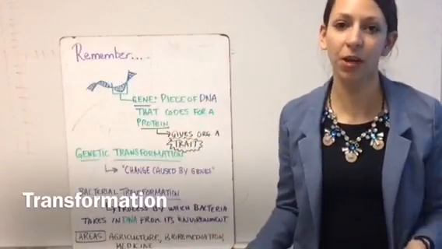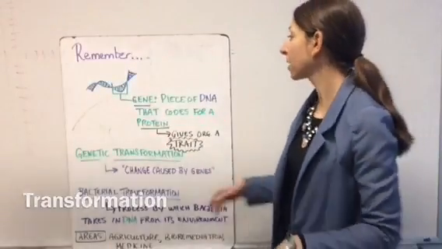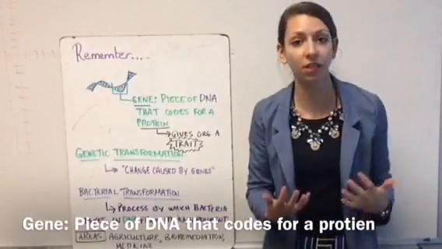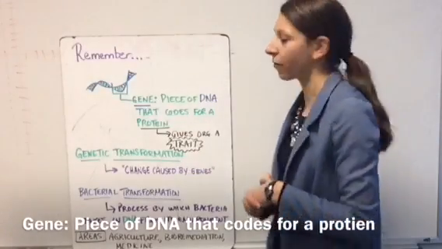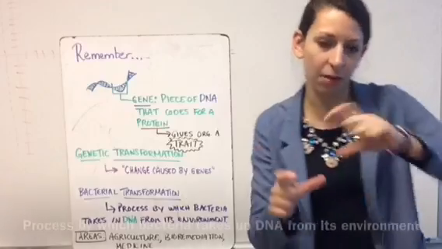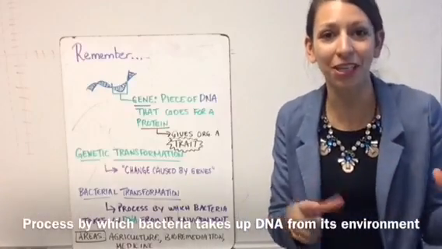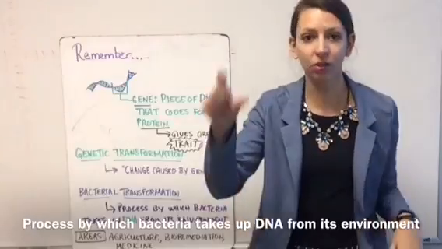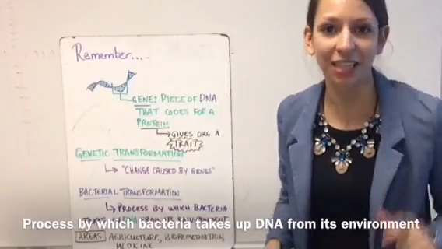Hi guys, in this video we're going to be talking about transformation. Now remember, a gene is a piece of DNA that codes for a protein or gives an organism a specific trait. So if we wanted to take a specific gene for something and put it in another organism, how would we do that? That's what transformation is all about. How do we get traits to show up that we want in different organisms?